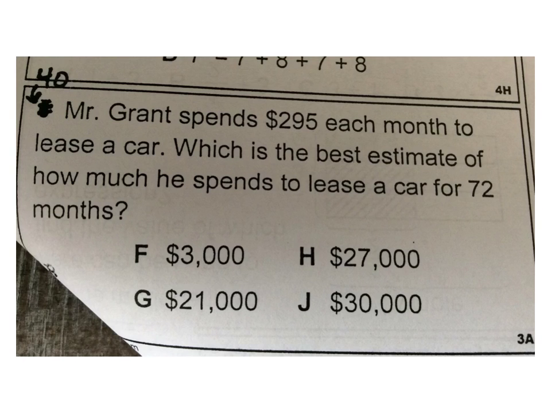Number 40. Mr. Grant spends $295 each month to lease a car. Which is the best estimate of how much he spends to lease a car in 72 months? So we have F at $3,000, G at $21,000, H at $27,000, and J at $30,000. So which is the best estimate of how much he spends to lease a car for 72 months? It looks like you might round both of the numbers.